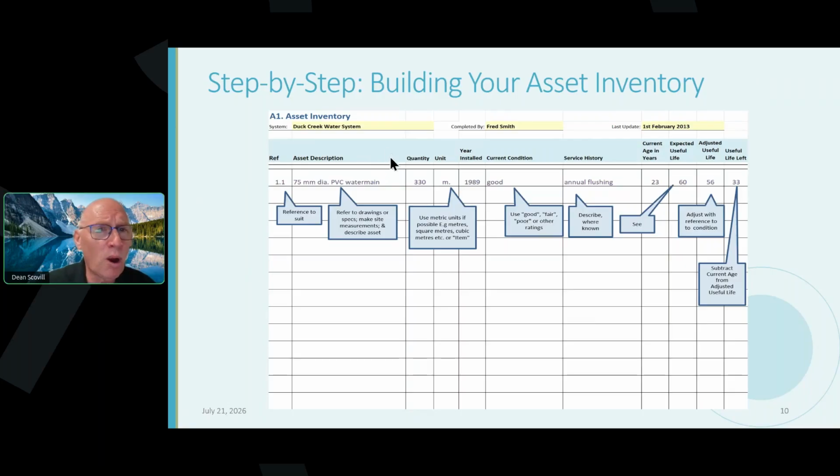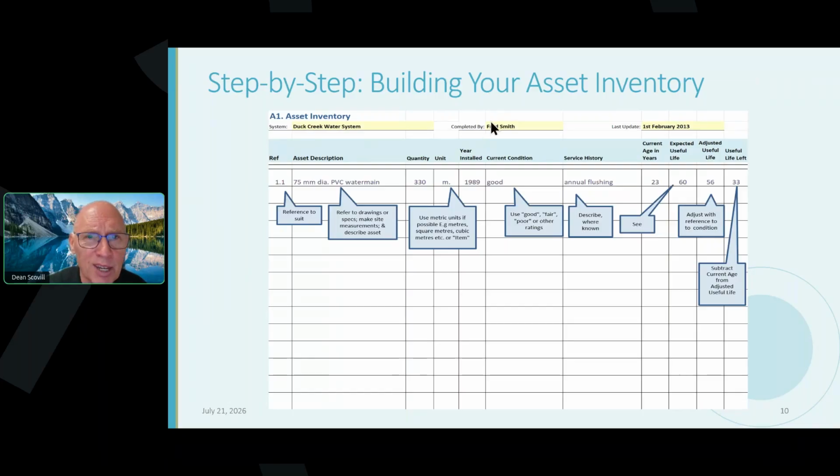The exposed part of the system I saw looks good. The line's still in good shape from 1989. You can go poor, fair, or good, for example. Service history: I do annual flushing because that helps with the water quality and any sediment in the lines. I use a far end standpipe or a hydrant to flush from. So my current age in years, and again, this is like taking today's date, for example.